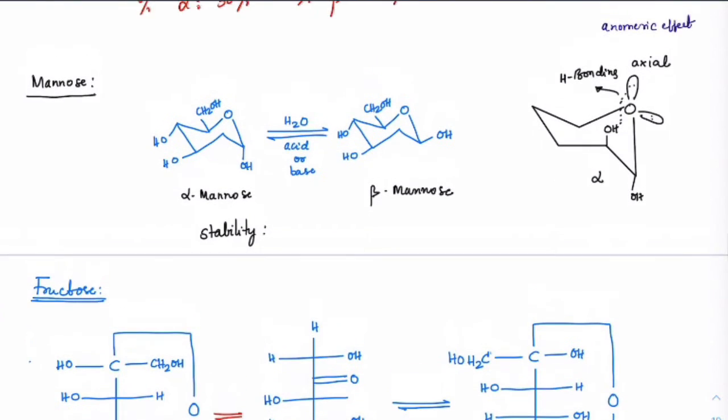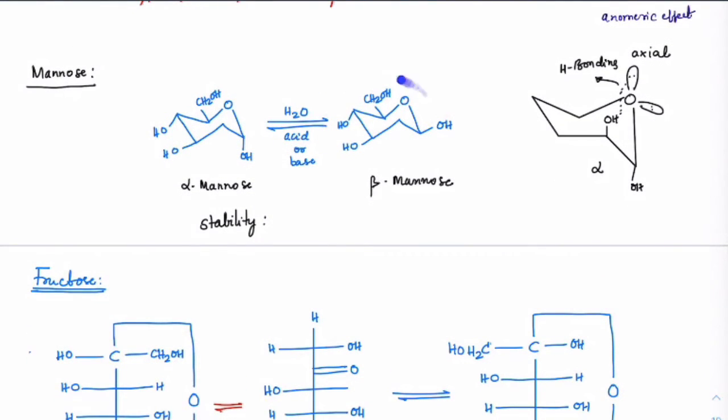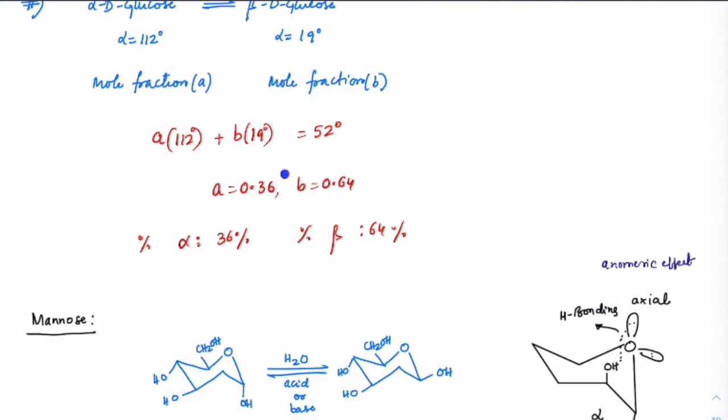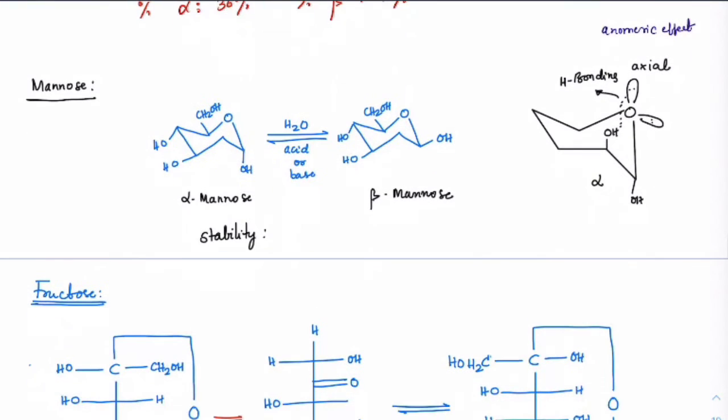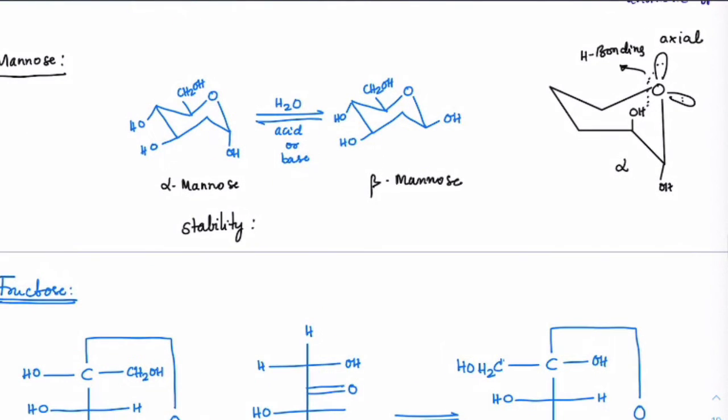See the mutarotation in mannose. Mannose is strictly not in the JEE syllabus, but this type of mention was there because it is quite similar to the derivation of glucose. For mannose, I have just written the structures directly. You can check: if OH is down, it is alpha mannose. If OH is up, it is beta mannose. Remember that always: OH up, beta. OH down, alpha.